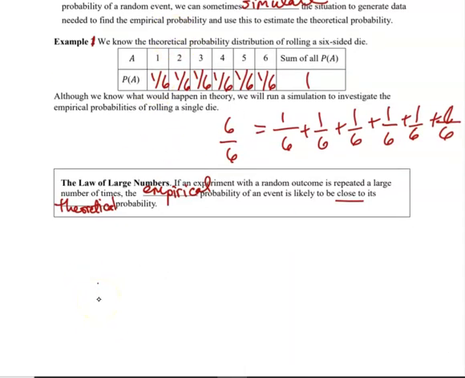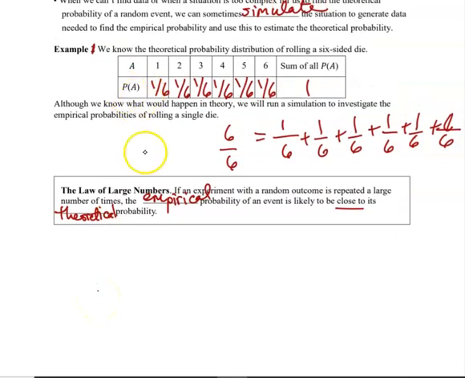So tomorrow in class, bring your notes with you, have this table filled out, and we're going to run some simulations in StatCrunch and see how these compare and look at the law of large numbers to see an example of what we're talking about.